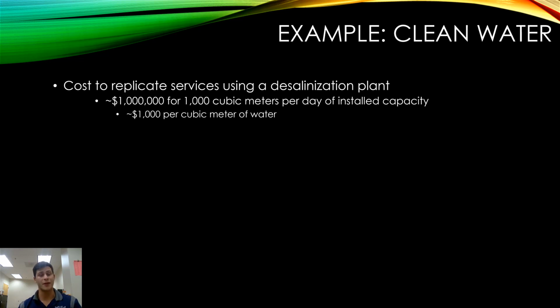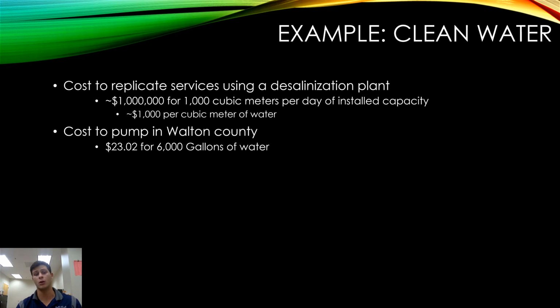Now, that's a lot of water, but that's also a huge amount of money. And again, that's if we had to replicate the ecosystem service of fresh, clean water if we did not have an aquifer. However, with an aquifer, the cost to pump in a neighboring county to Bay County, Walton County, where I worked for a while, was essentially around $23 for 6,000 gallons of water. That comes out to around $23 for 23 cubic meters of water. So that is a lot less. It's $1,000 for 1 cubic meter of water, or it's about $1 for 1 cubic meter of water if we just pump it.